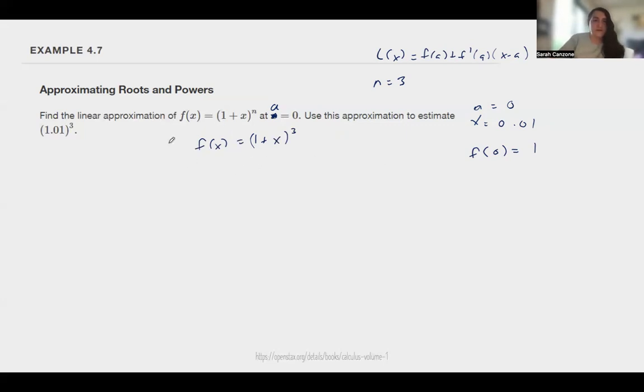Now let's go ahead and find f prime of x. F prime of x, we are going to have to use the chain rule here. So this is 3 multiplied out front, 3 times 1 plus x, subtract 1 from your exponent, and then multiply by the derivative of the inner function. But the derivative of the inner function is just 1, so you don't actually have to write that. All right, so knowing this, we can now find f prime of a. So f prime at 0 is 3 times 1 plus 0 squared, which is just 1. So that tells us that f prime of 0 is just 3.